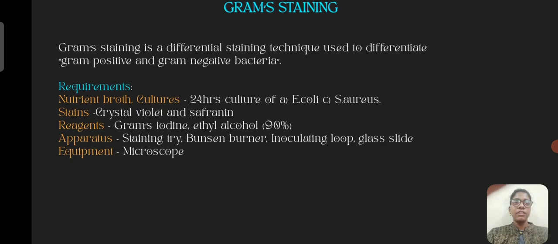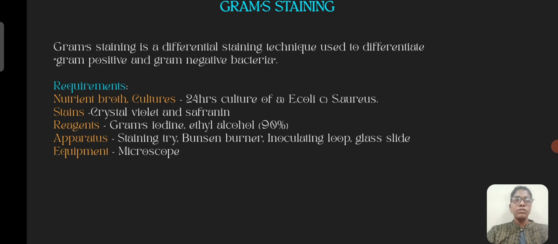Gram staining is a differential staining technique used to differentiate gram positive and gram negative bacteria.